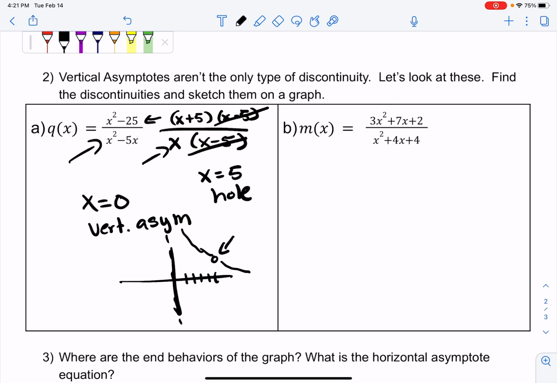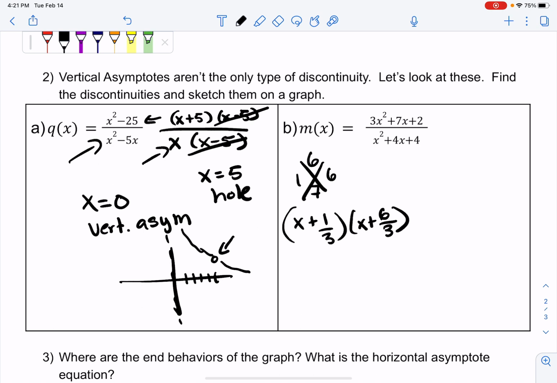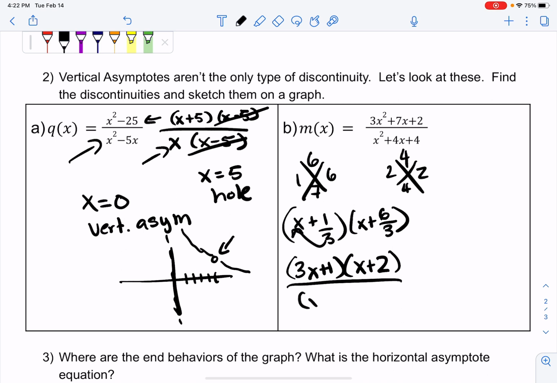Okay, same idea for the next one. We want to factor both the numerator and the denominator. What multiplies to 6 and adds to 7 is going to be 1 and 6. So that gives us x plus 1 over 3 and x plus 6 over 3. 6 over 3 simplifies. 1 over 3 does not, so that's where our 3 comes out. So we get 3x plus 1 and x plus 2, that's my new numerator. What multiplies to 4 and adds to 4 is 2 and 2. So my new denominator is x plus 2 times x plus 2.